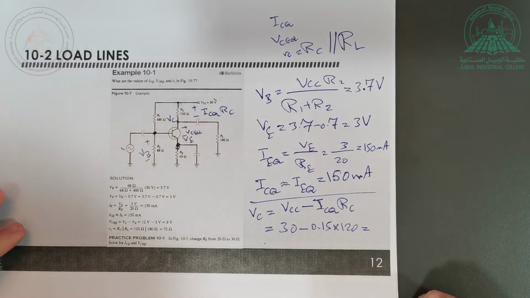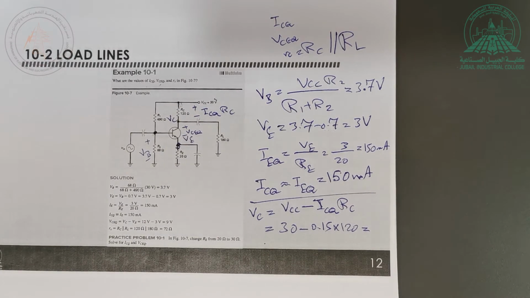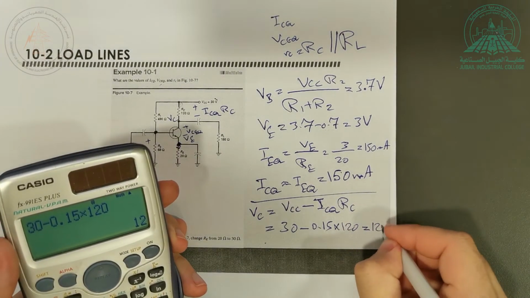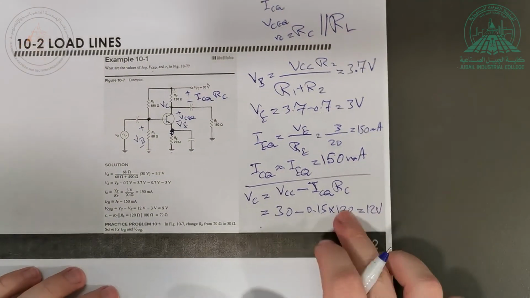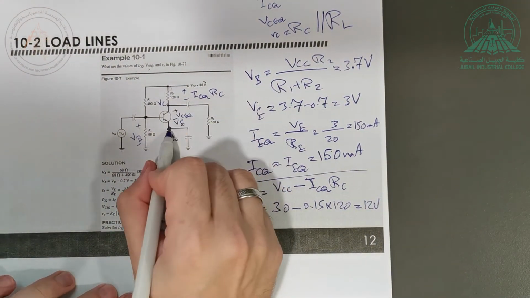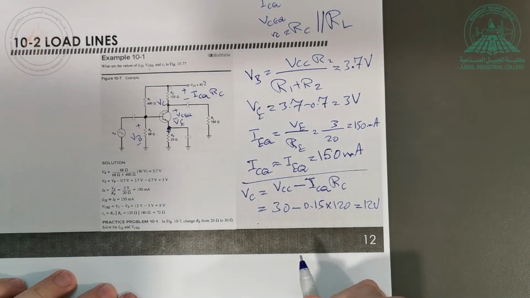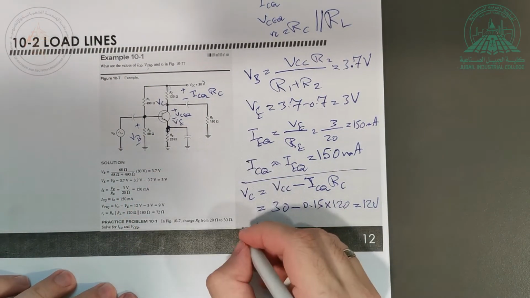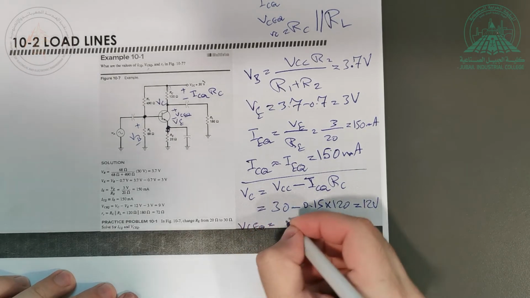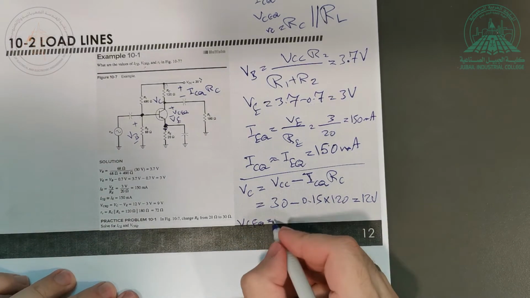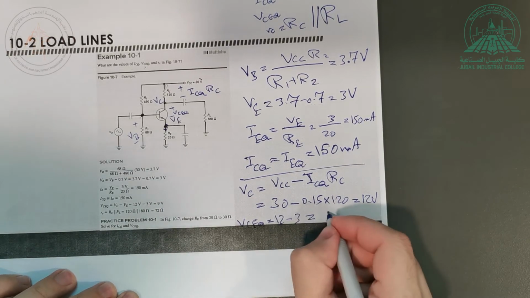12, I think. Let me use the calculator. Okay. So 30 minus 0.5, 120. Yeah, 12 volt. Okay, 12 volt, so this is 12 volt. This is 3 volt. So how much is VCEQ? Sorry, this is 3 volt. And VCEQ is equal to 12 minus 3, equal to 9 volt.